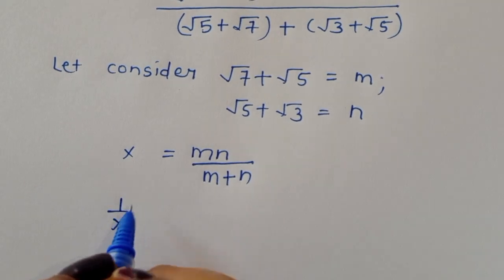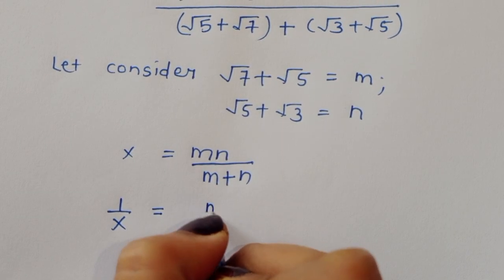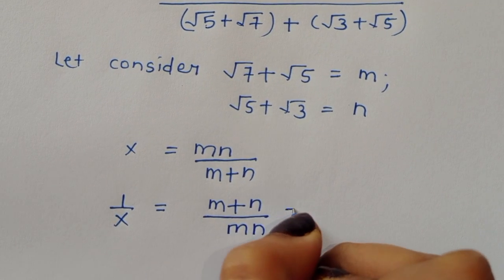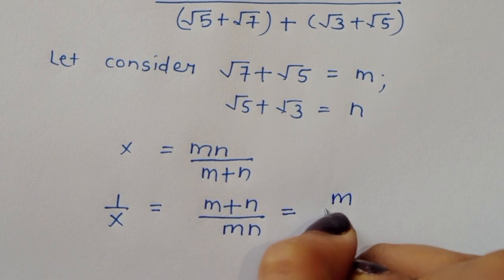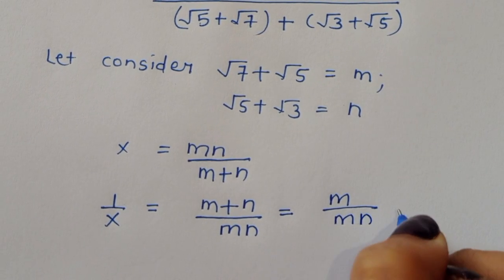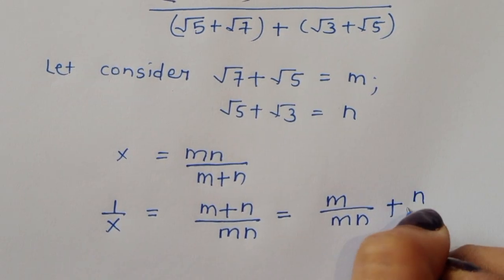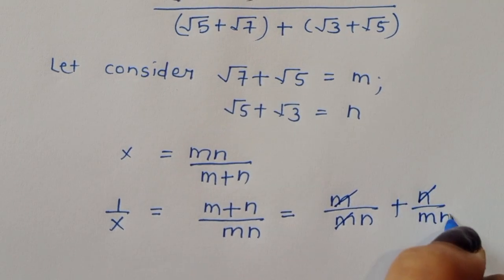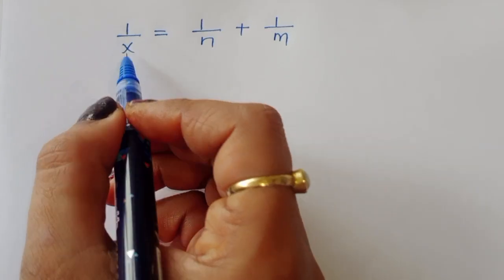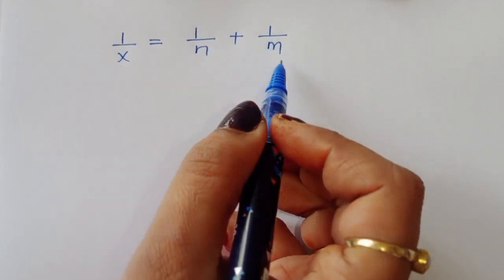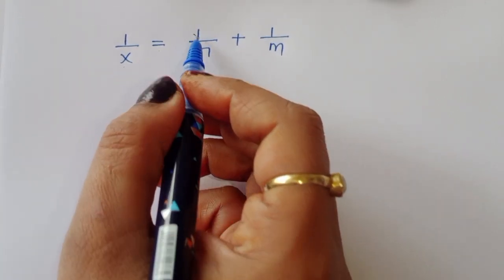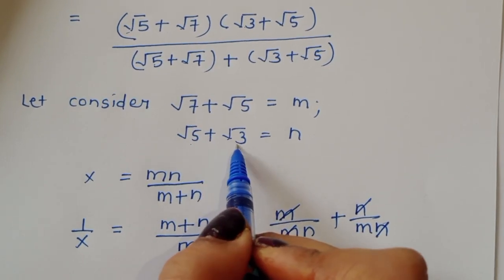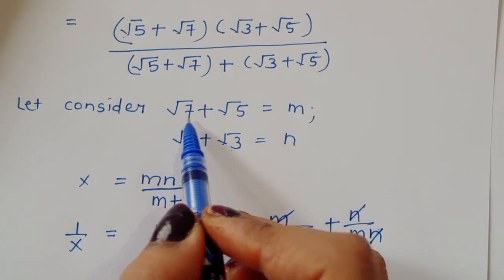Now we can write 1 upon x. If we do 1 upon x, then we will get m plus n divided by mn, which is equal to the first term m divided by mn plus the next term n divided by mn. So m is cancelled from this m and n is cancelled from this n. 1 upon x is equal to 1 upon n plus 1 upon m. Now the value of n we already considered: n is square root of 5 plus square root of 3, and the value of m is square root of 7 plus square root of 5.